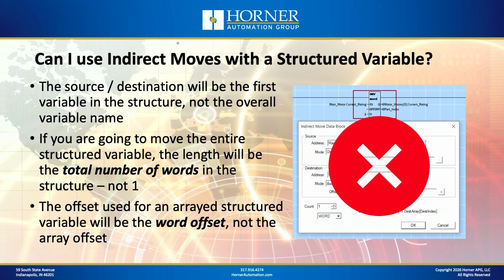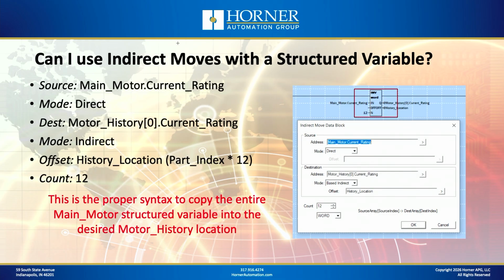And then the last thing that was wrong is the fact that the offset that we specify for our destination isn't just 0 to 99. It's not tied to the array element number. It's tied to the word offset within the array. Okay, so now let me show you the details on the next screen.